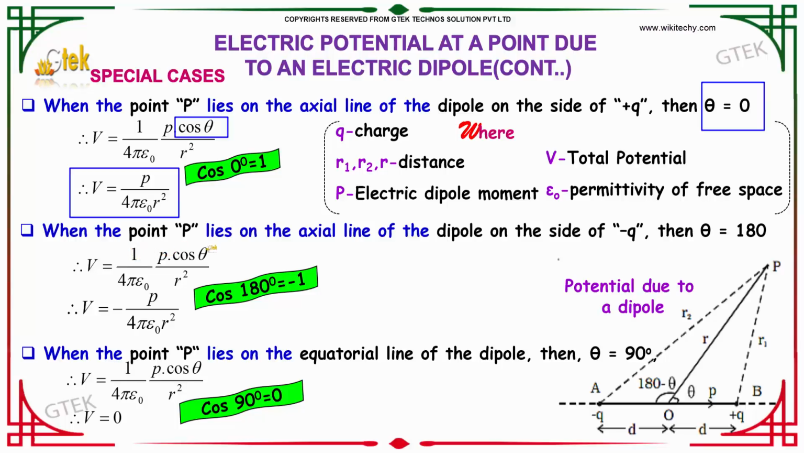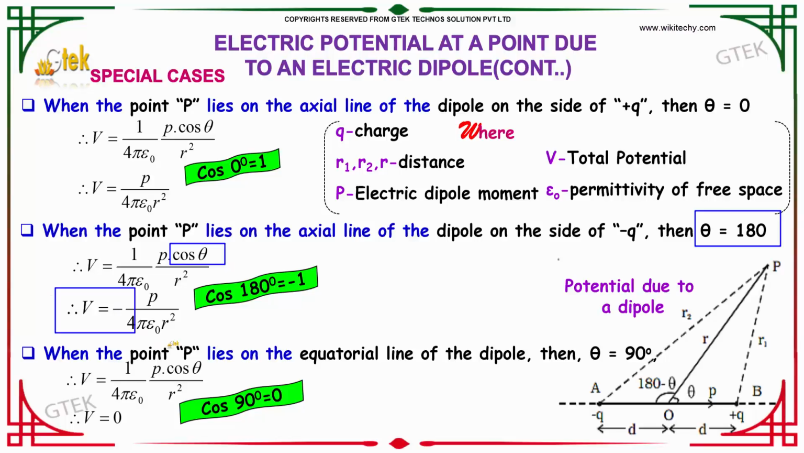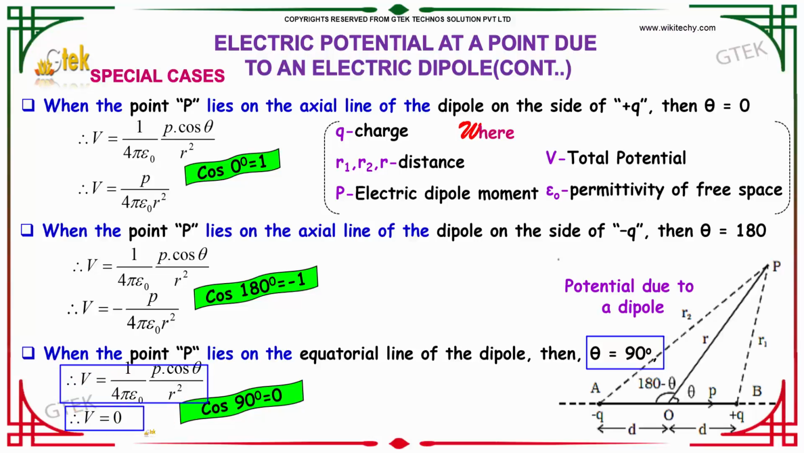The next special case will be when a point P lies on the axial line of the dipole on the side of minus q, then the theta value will be 180 degree. Substituting cos 180, it will become minus 1. So this term will become minus 1. Therefore, the equation of V will be minus of p divided by 4 pi epsilon naught into r square. In the same way, when a point P lies on the equatorial line of the dipole, then theta is equal to 90 degree. So cos 90 becomes 0, then the whole term will become 0. So V equal to 0.